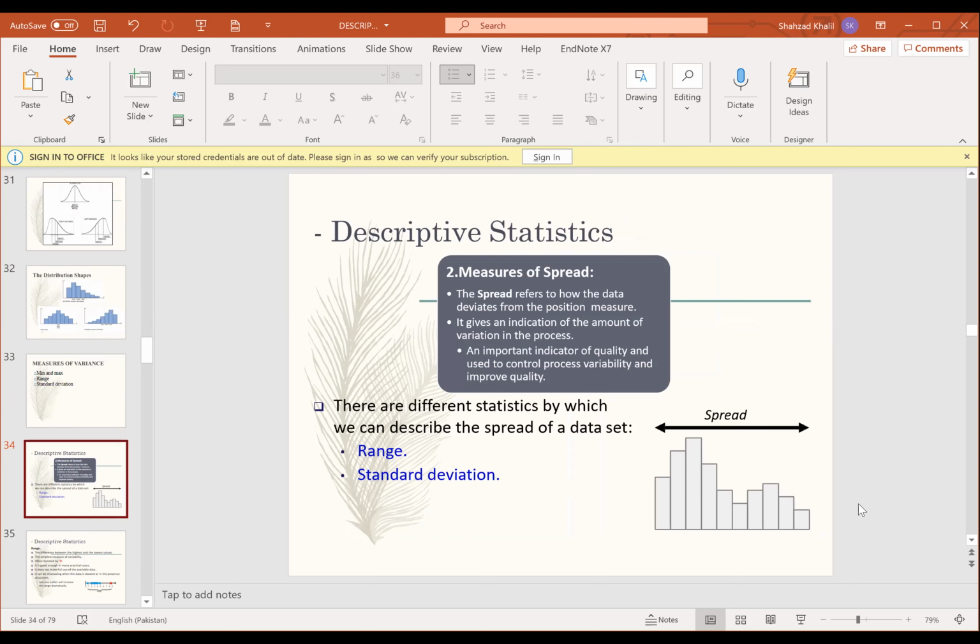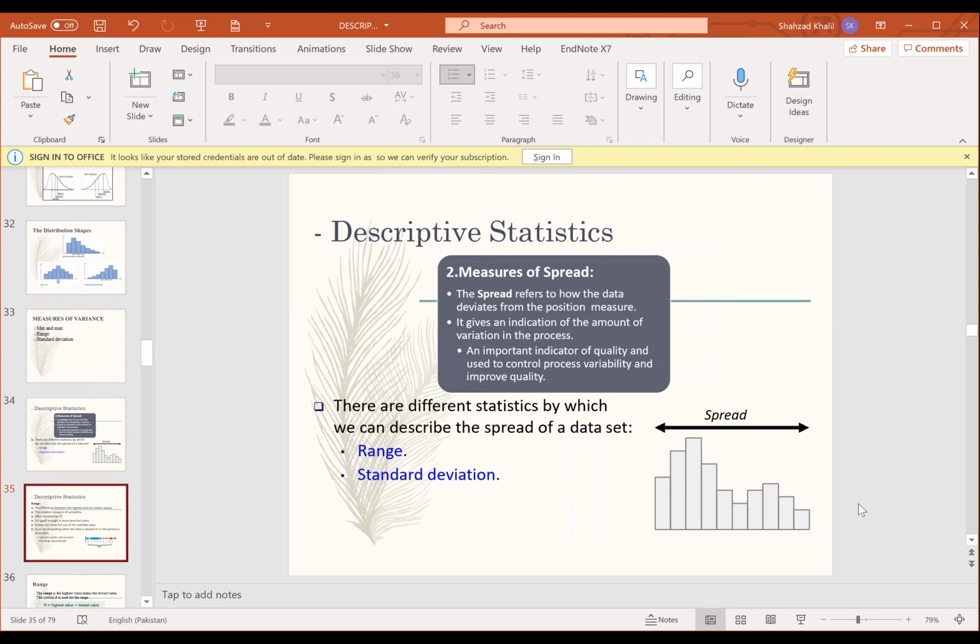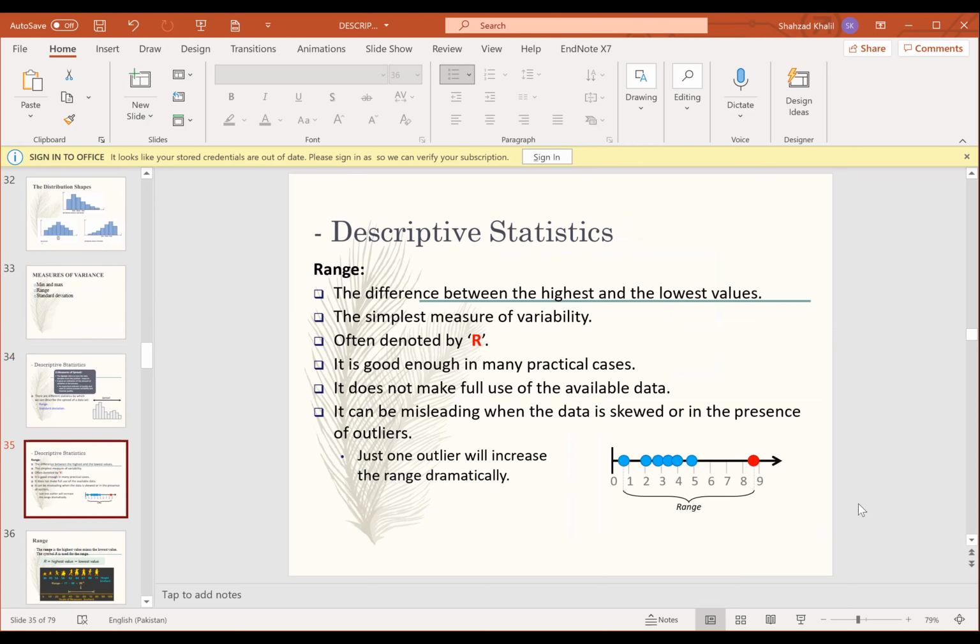There are different statistics by which we can describe the spread of a data set, and range and standard deviation are two of them. Range is the difference between the highest and lowest value. It is the simplest measure of variability, denoted by R, and good enough in many practical cases, but it doesn't make full use of the available data. It can be misleading when the data is skewed or in the presence of an outlier. Just one outlier will increase the range dramatically.